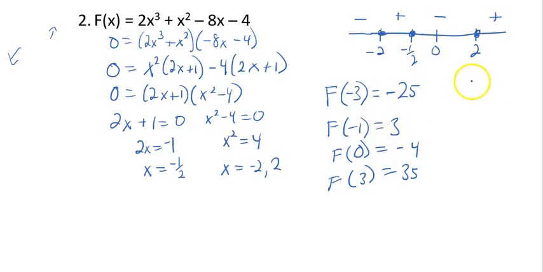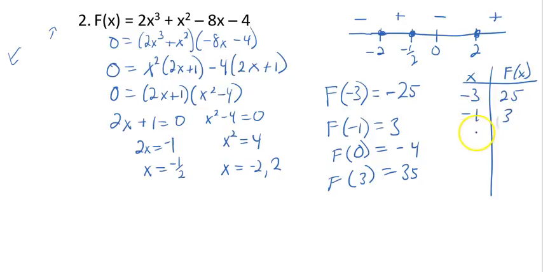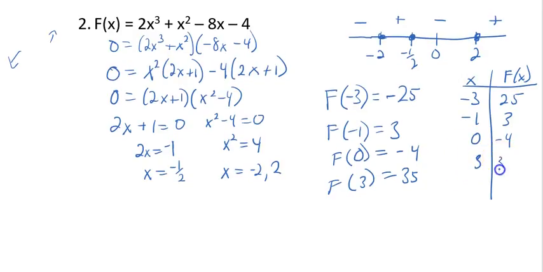And so I have a list here of some of my values. I know -3 comes out -25, I know -1 is 3, I know 0 is -4, and I know 3 is 35. I need to find my y-intercept by plugging in 0 for x. So 2 times 0 cubed plus 0 squared minus 8x minus 4, and I should put a 0 in for that x, gives me a -4. So 0, -4 was my y-intercept.